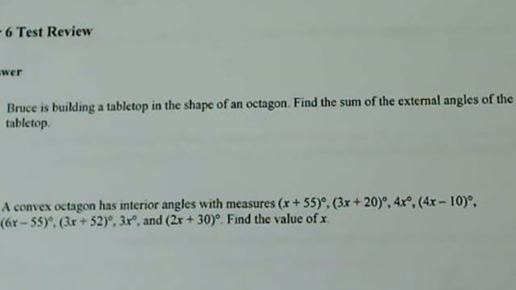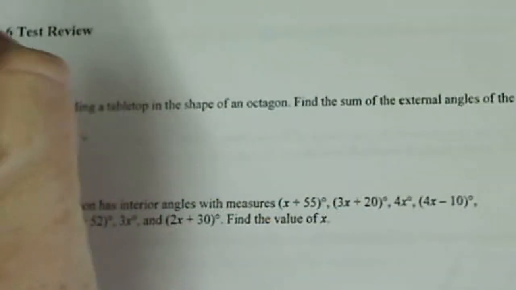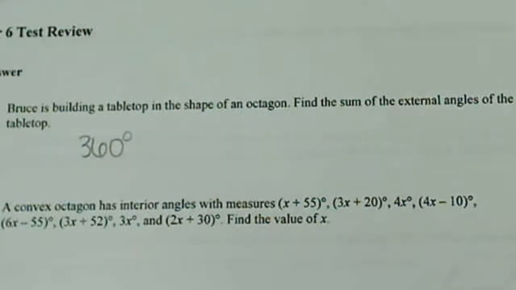Number 1, you're talking about the external angles, so remember that means outside. The sum of all of your angles, no matter how many sides, is always the same answer. It's 360. So we really don't care that it's an octagon shape or a star shape or whatever shape it is. It's always going to be 360.